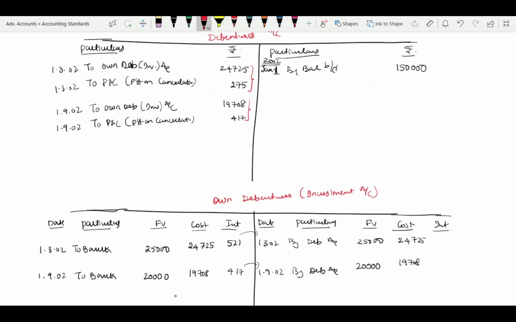Just 2 transactions. Now 31st December 2002. Here they have not asked about interest and all. So therefore, to balance carried down. So here 20 plus 25. If it is gone, still 1,05,000 worth of face value of investments are outstanding.